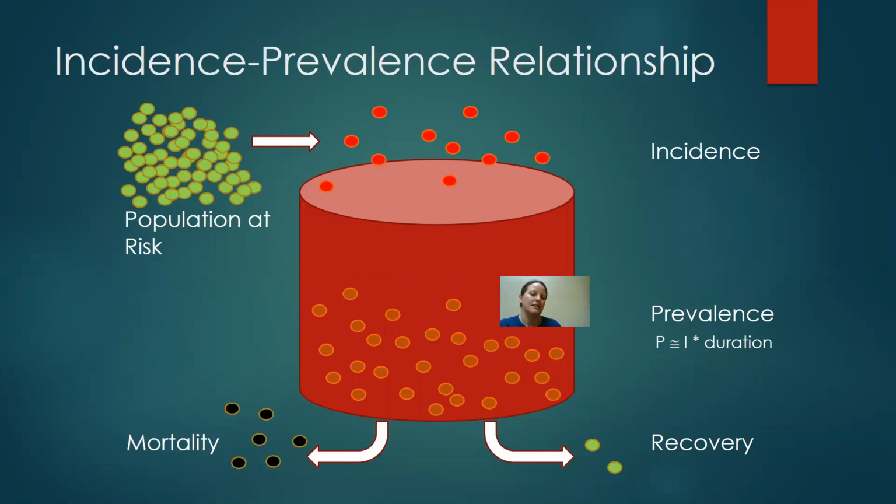And so they get added into this larger bucket where people who are already living with the disease, those prevalent cases, are already in there. And again, they can leave either through dying or through recovery. So mortality rates and recovery rates also influence the prevalence of disease along with incidence. So prevalence and incidence, as I said before, prevalence is approximately or proportionally equal to incidence times duration of disease.